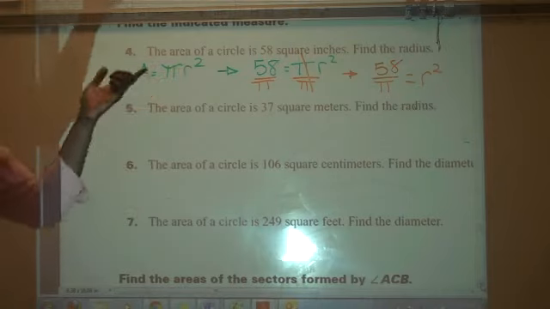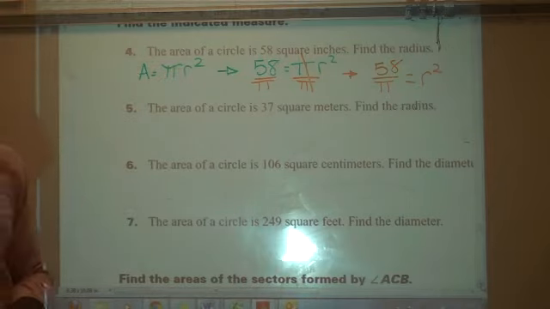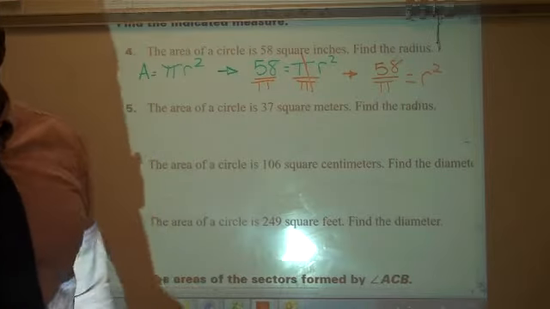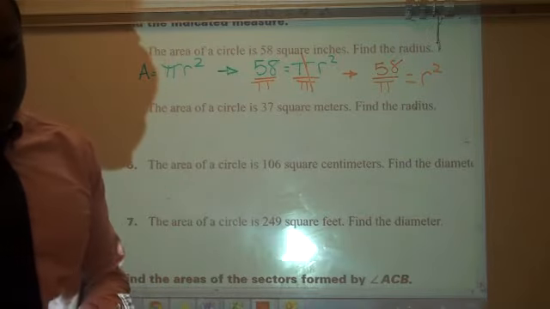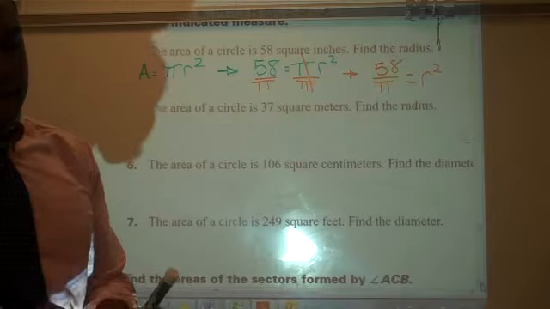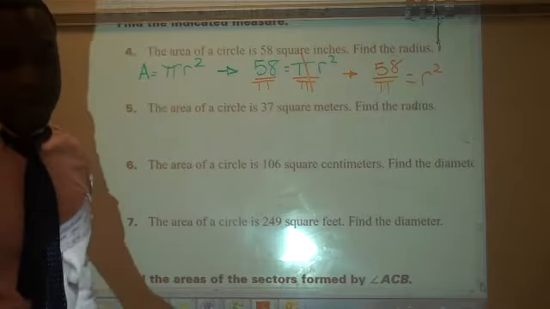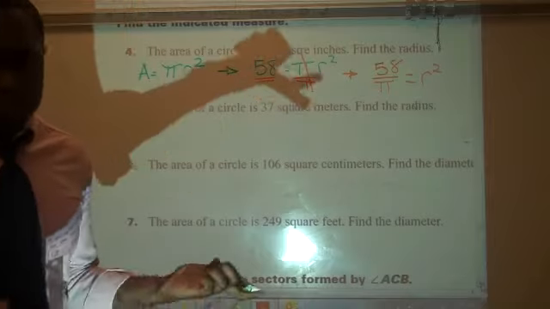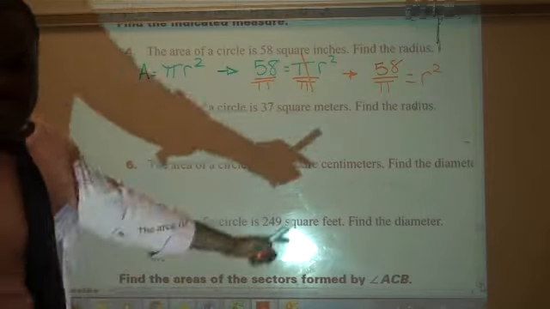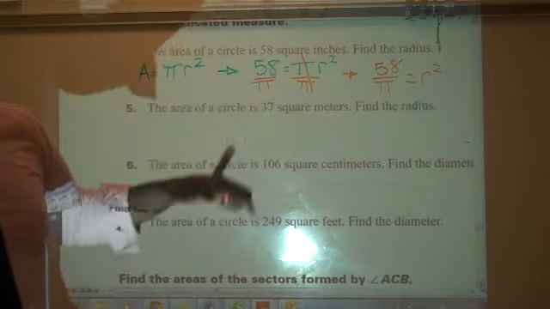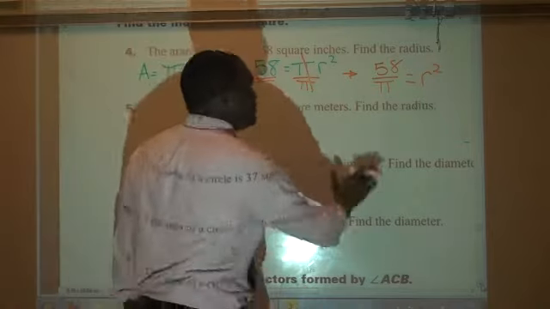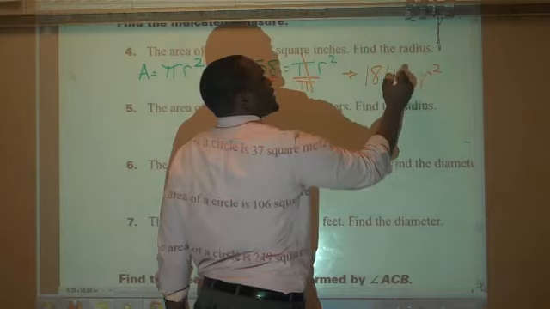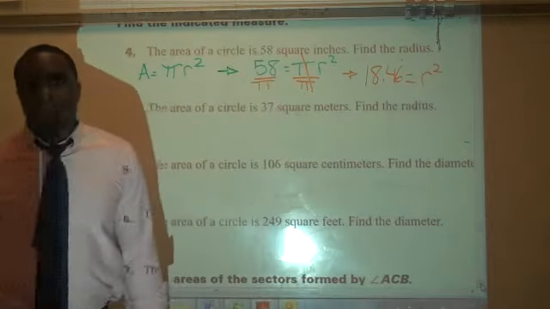Now, to make this easier for our calculator, let's go ahead and put that 58 over pi into approximate form. Let's put that in decimal form. In your calculator, pick them up and do 58 divided by, press the pi button. And if you don't have the pi button, you can do 58 divided by 3.14, because pi is about 3.14. And so instead of saying 58 over pi, I'm going to say 18.46 is equal to r squared.